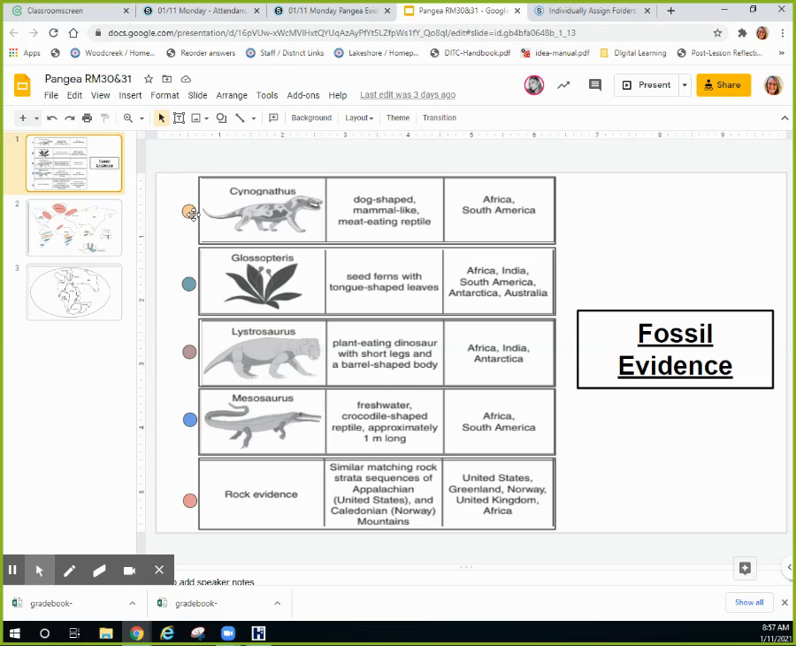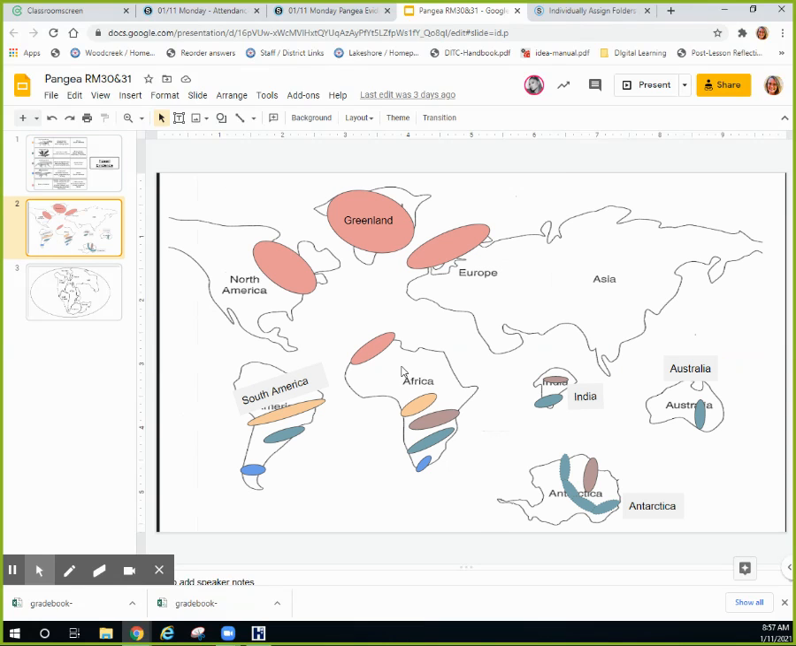And what I've done with that is I have gone to this current, most up-to-date map of the world today. Okay, so this is like a flattened version of our globe. And I took those colored dots and I highlighted the areas where these species were found as best I could in Google Slides. So this red is the rock evidence.